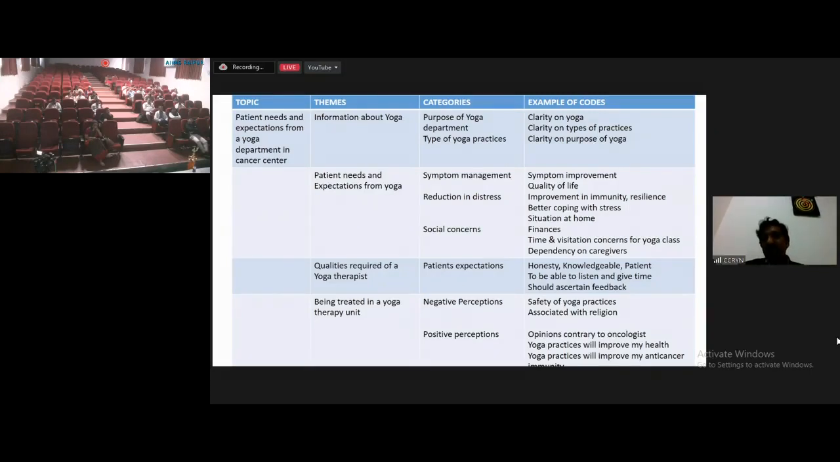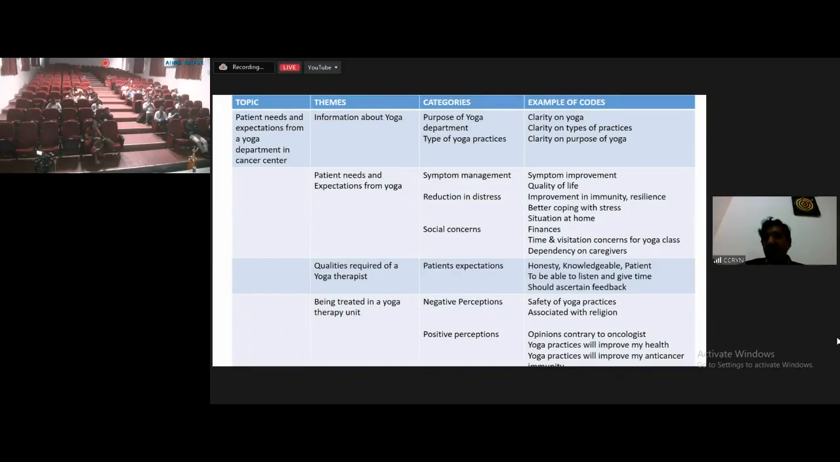And patient expectations. They want to know that the yoga person is knowledgeable, honest, and very patient to listen to the patient. So listening ability is very important. You should ascertain feedback from the patient after the yoga class. Did the yoga class help the patient or not? You need to ask the patient how much it helped, and whether you can do anything more to address his concerns.